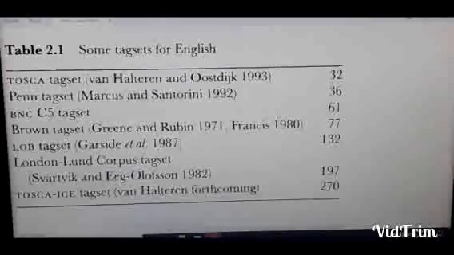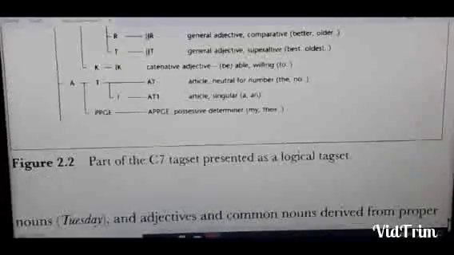36. BNC C5 tag set, 61. Brown tag set, Greene and Rubin 1971, Francis 1980, 77. LOB tag set, Garside et al. 1987, 132. London-Lund Corpus tag set, Svartvik and Eeg-Olofsson 1982, 197 tags. Tosca-ICE tag set, Van Halteren forthcoming, 270 tags. And now we will discuss the part of the C7 tag set presented as a logical tag set.